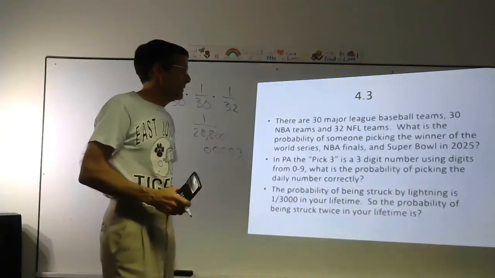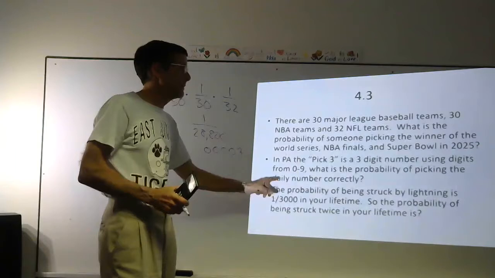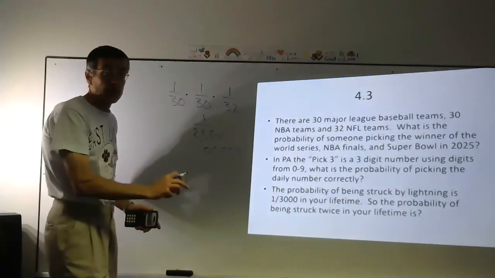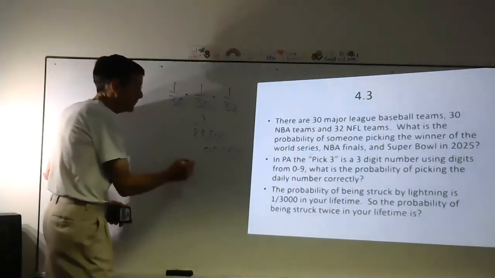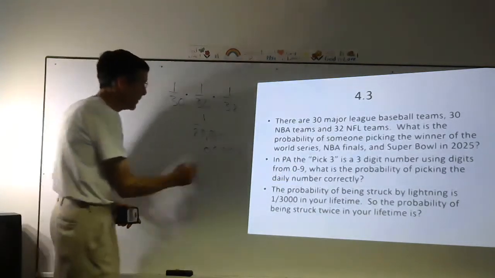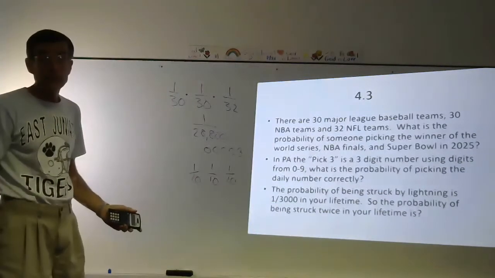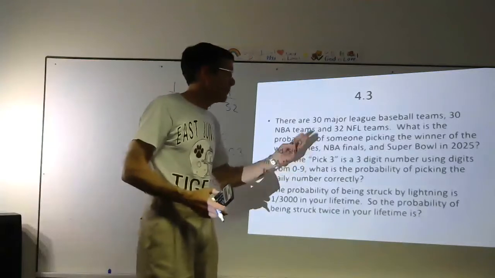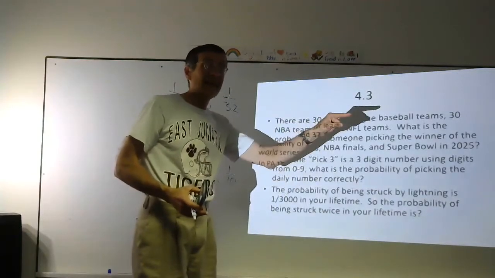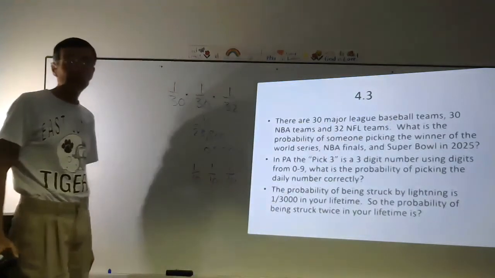How about the Pick 3, Pennsylvania Lottery? Uses the digits from 0 to 9. What's the probability of picking the daily number correctly? The first ball that rolls down the chute, what's the probability you have it right? Would be 1 out of 10. There's 10 numbers from 0 through 9. Second ball that rolls down, 1 out of 10, third 1 out of 10, so 1 out of 1,000. Another way to look at this is a 3-digit number, 000 through 999. There's 1,000 of them. Your chance of getting it right is still 1 out of 1,000.